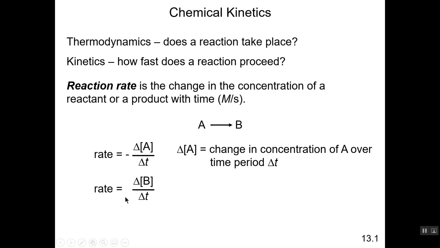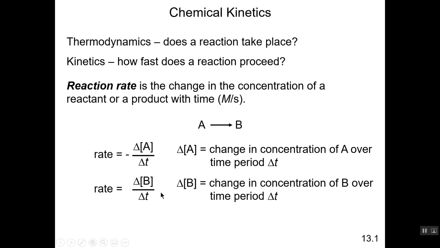Another way of expressing the rate of this reaction is in terms of the rate of the formation of the product. Rate is equal to delta B divided by delta t.